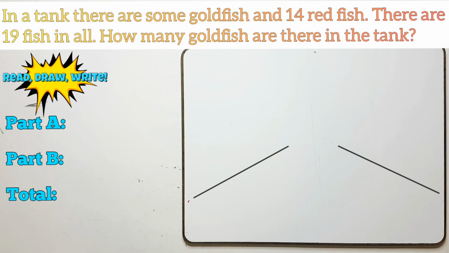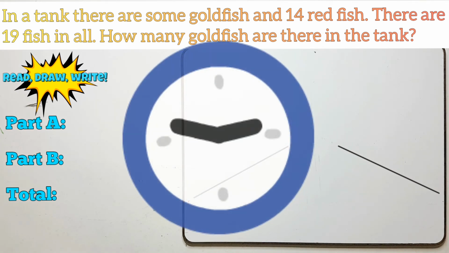In a tank, there are some goldfish and 14 redfish. There are 19 fish in all. How many goldfish are there in the tank? It's time to get busy. Solve it on your own.